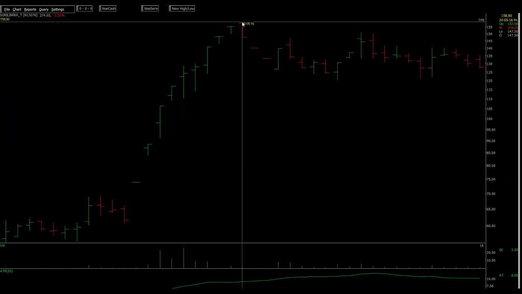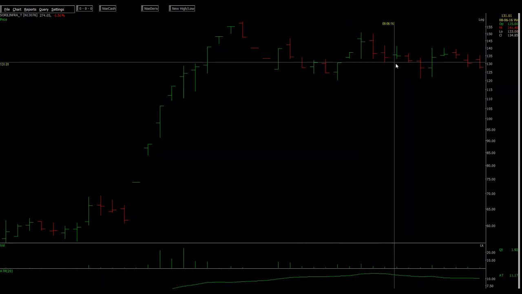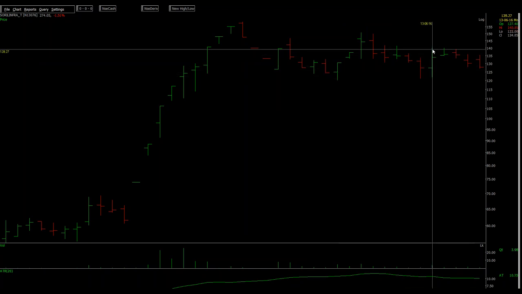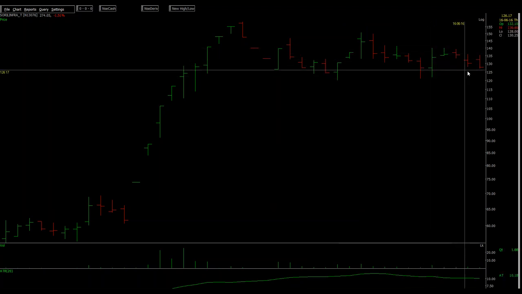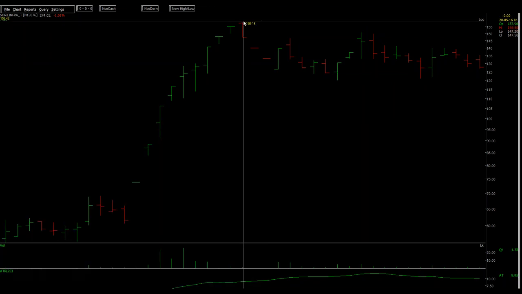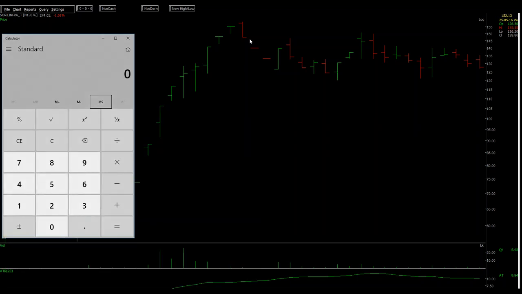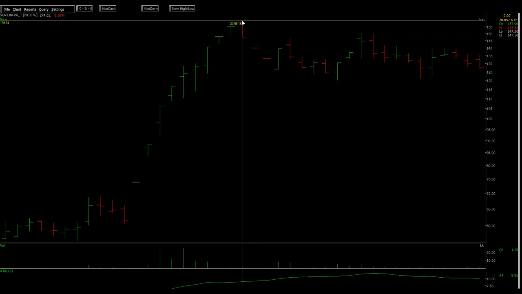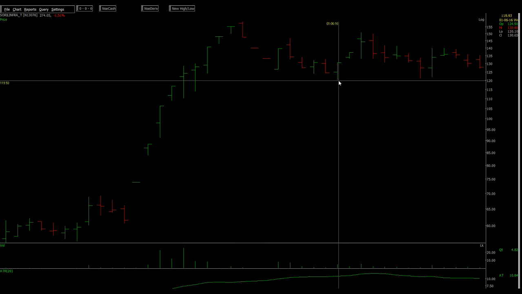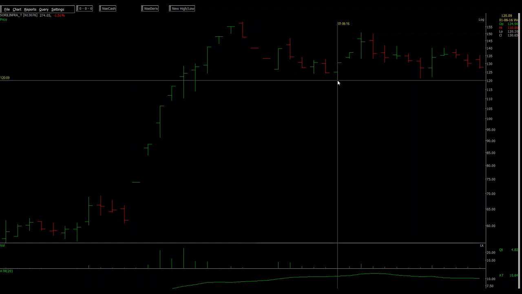If you see, this is the first contraction. Then it contracted only this much. And then there was the third contraction from here to here. Let's just calculate these numbers. If you do the calculation from here to here, let's just do a live calculation. This is 160, this is 120. This is a 25% drop from this point to this.